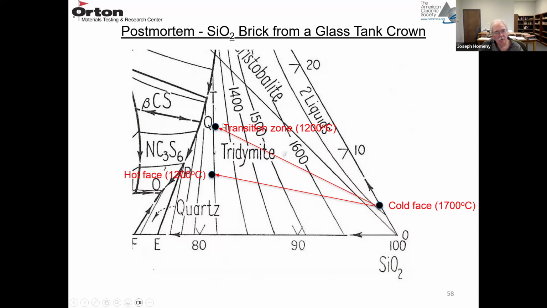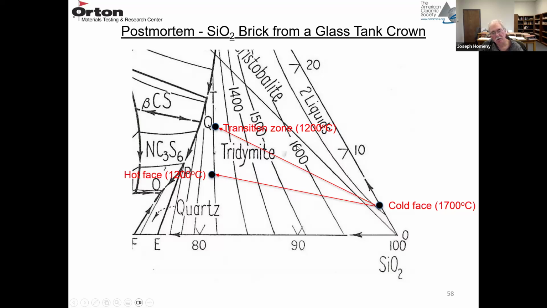And then the glass in the transition zone, its composition is right here. And then the glass at the hot phase, its composition is right here. So it's increasing soda and lime contents in both of these. So the refractory is transitioning from this cold phase composition to this composition at the transition zone and to this composition at the hot phase.